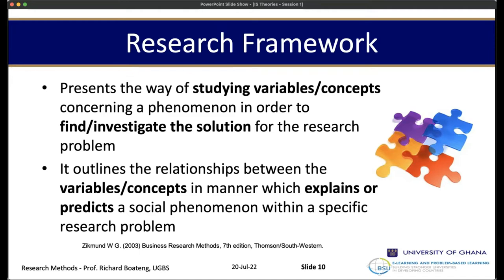What you should also note is that the selection process of the variables can be done in many different ways. So a research framework is not just the selection process. The research framework is the actual variables you have selected to study the phenomenon. That means that the variables that are selected should be related to the phenomenon. I hope you understand me.